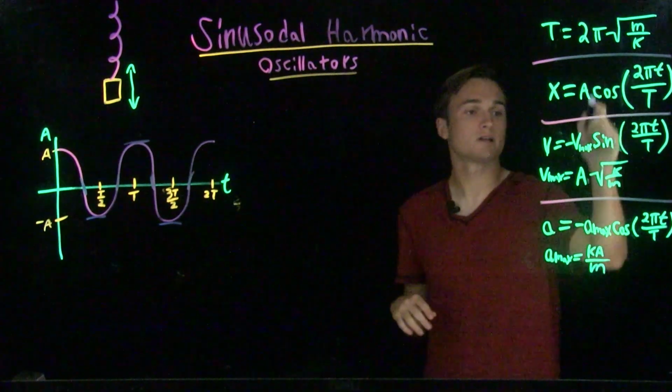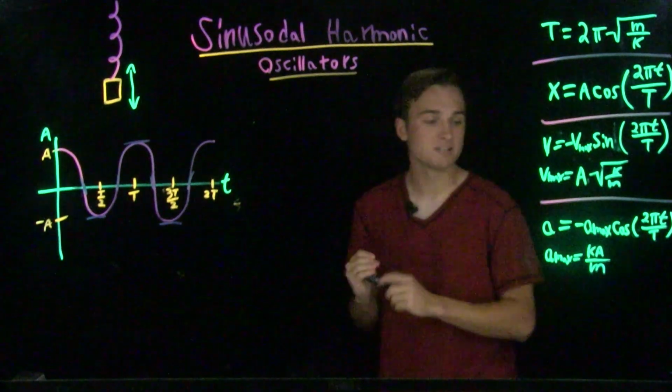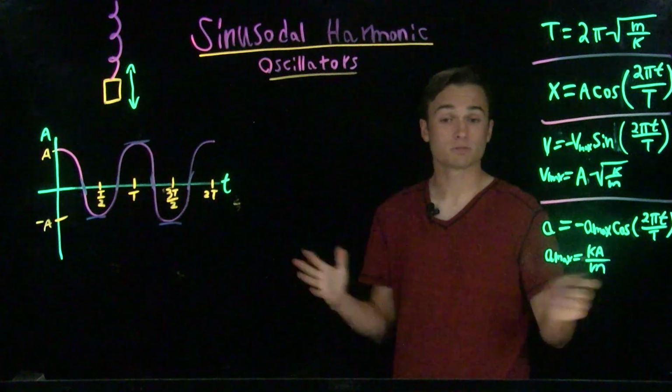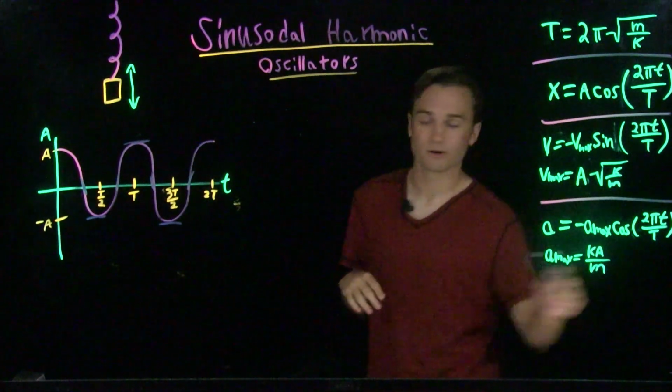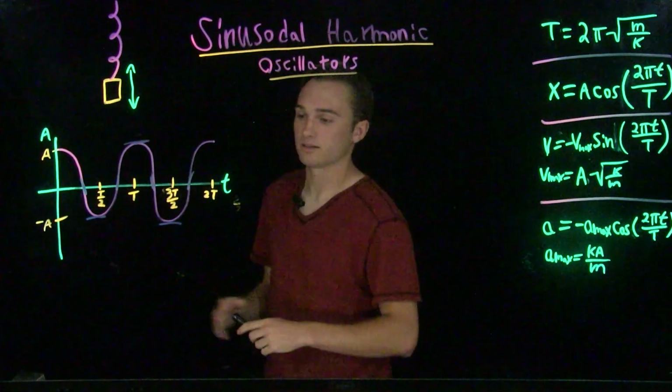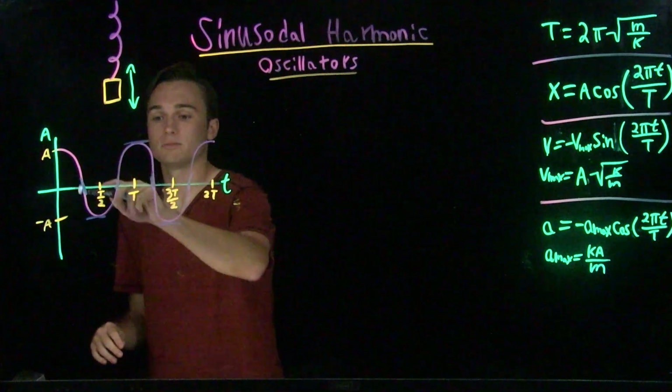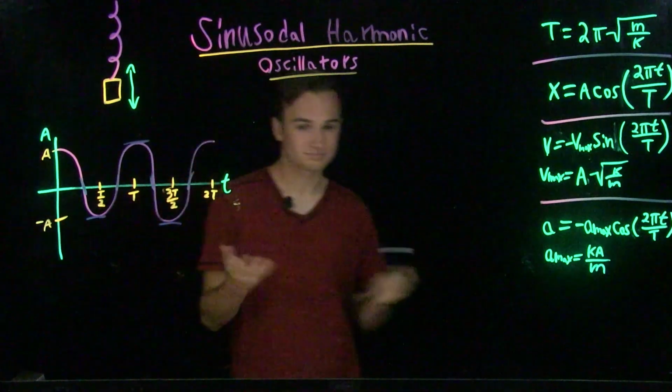You can see this cosine, sine, cosine derivative relationship. And then our acceleration max is k, which is our spring constant, times our amplitude over our mass. And we can see the same thing here, where these are going to be the points of our highest acceleration, and these are going to be the points of our lowest acceleration.